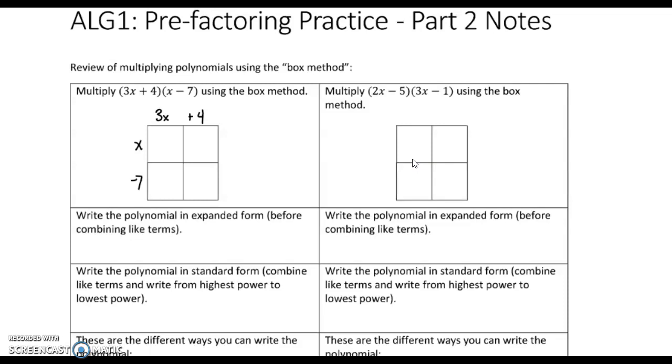And so in this first box you're doing x times 3x, which is 3x squared. In this top right box, you're doing 4 times x, which is positive 4x. I like to write the plus sign with it. The bottom left side, you're doing 3x times negative 7. That's negative 21x. And negative 7 times 4 is negative 28.